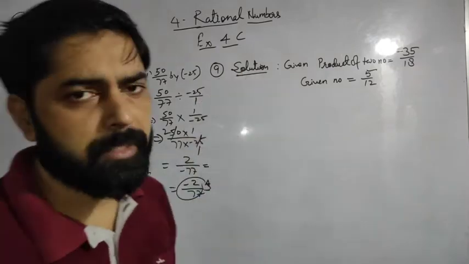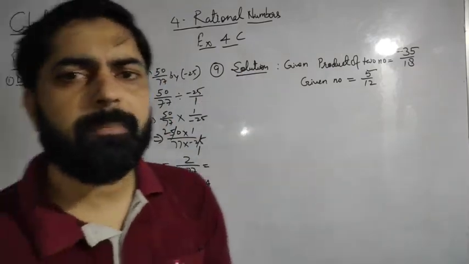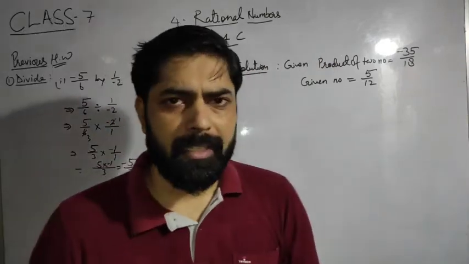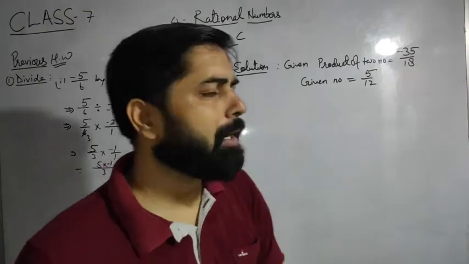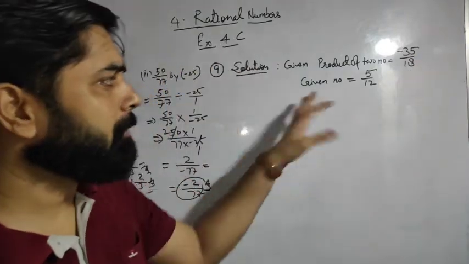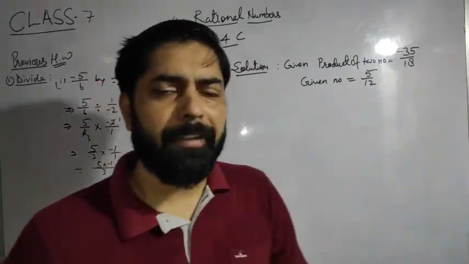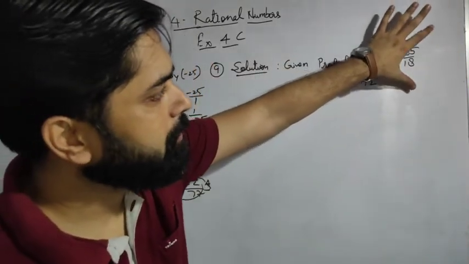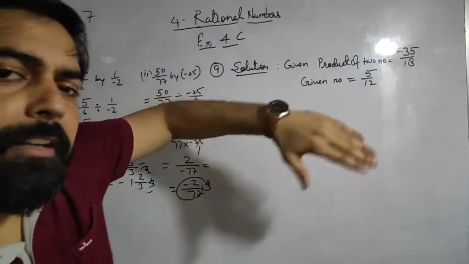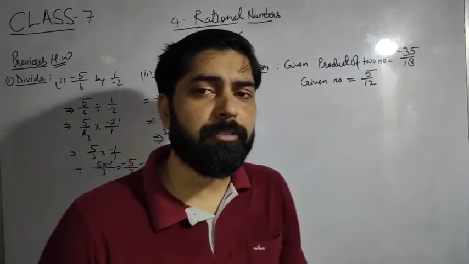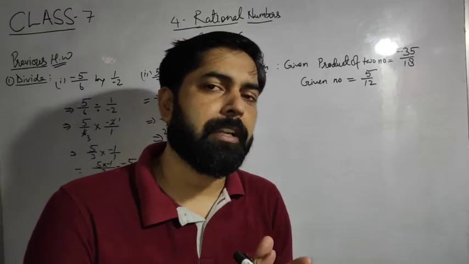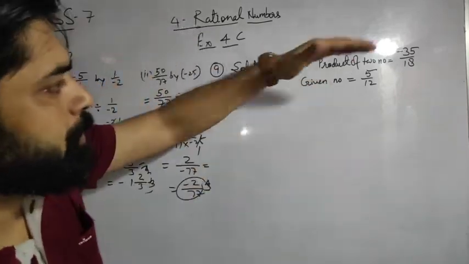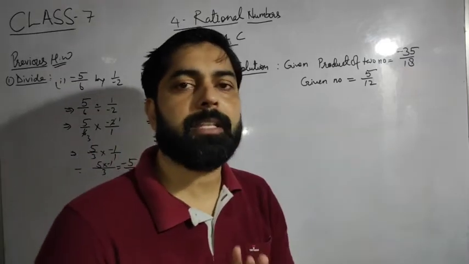Now question number 9. So what is question number 9? Question number 9 is: the product of two numbers is minus 35 upon 18, and if one number is 5 upon 12, find the other. So how can we find it? I explained in the previous video how we can find it by division. If the question is saying product, so we find it by the division method.